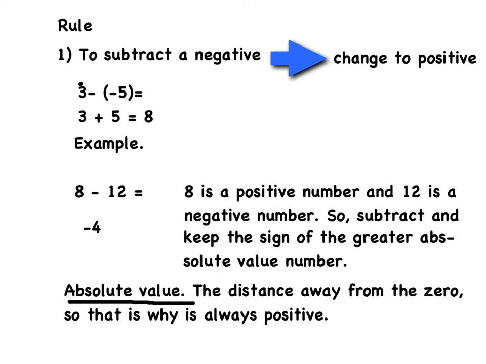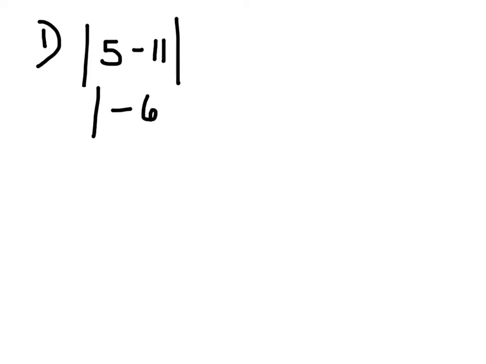Let's see examples. Example number 1: the absolute value of 5 minus 11. First, we're going to find the answer to 5 minus 11, a positive and a negative. We subtract and keep the sign of the greater absolute value number, and that will be minus 6. But the absolute value of any number is positive.